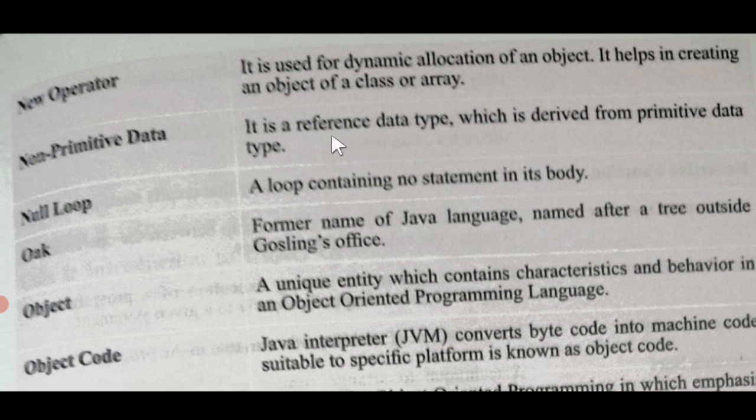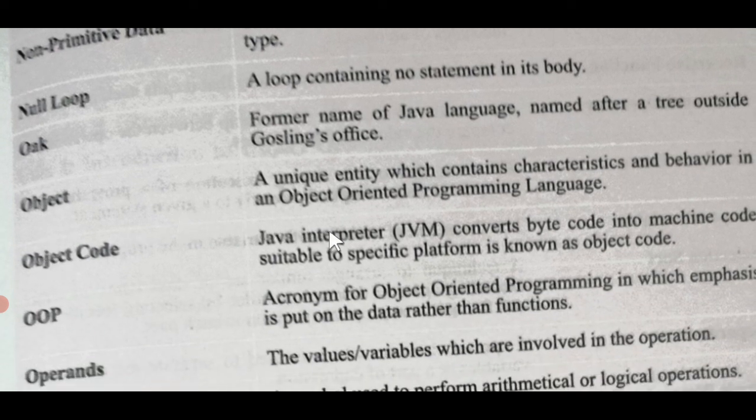After that, non-primitive, it is a reference data type which is derived from a primitive data type. So array and class are the reference data types, and these are the non-primitive data types. Okay. After that, null loop, a loop containing no statement in its body, that is called the null loop. So such a loop is terminated with a semicolon. And remember, I'm not talking about the do while loop. All right. After that, oak, formal name of the Java language, named after a tree outside Gosling's office or Sun Microsystems office. Earlier Java was named as oak.